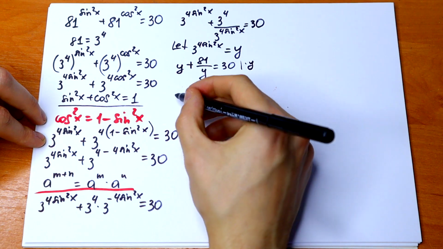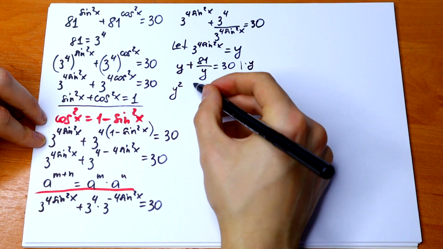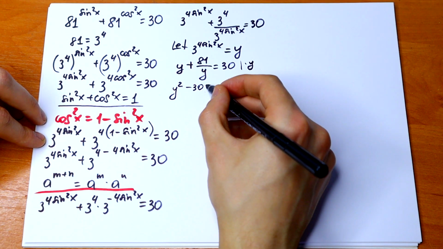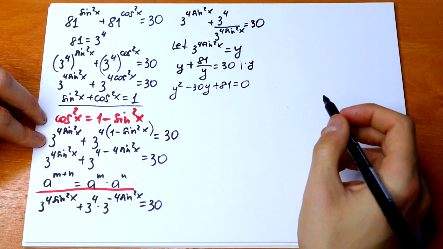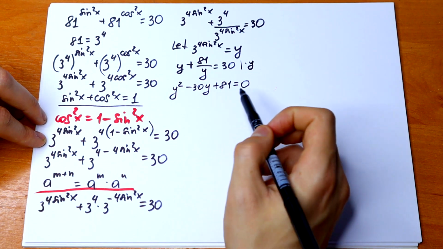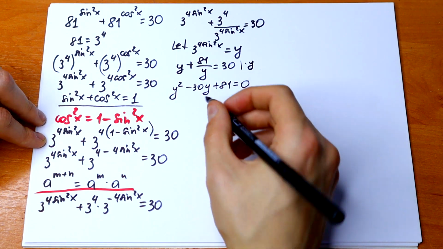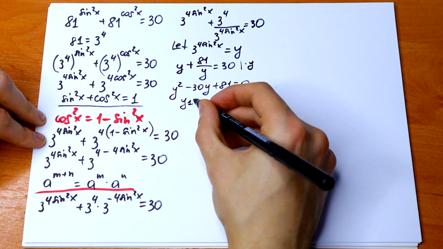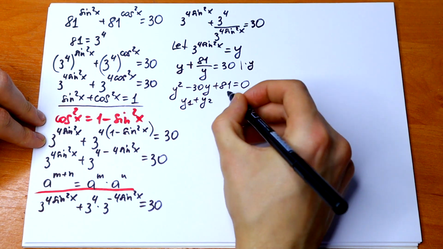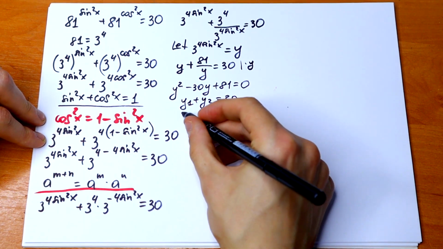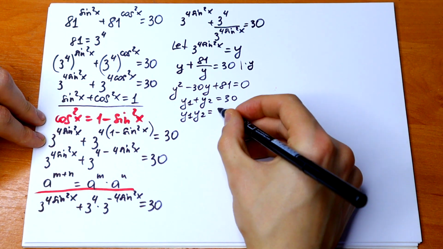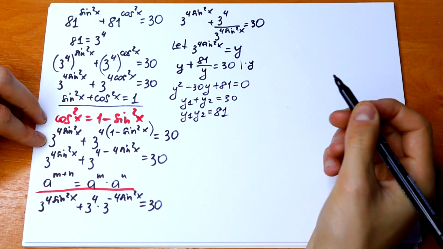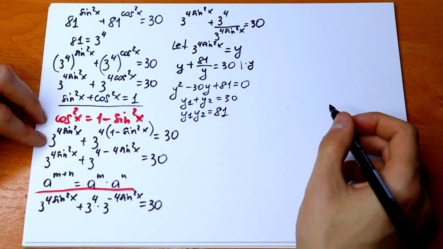I will have y squared minus 30y plus 81 equal to 0. We have a really good quadratic equation, so let's try to solve this. The sum y1 plus y2 equals 30 and the product y1 times y2 equals 81. So let's find these roots.